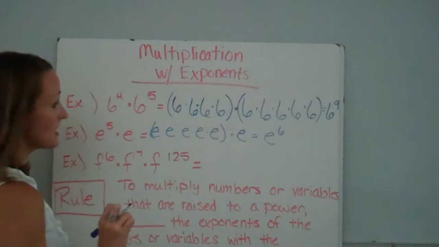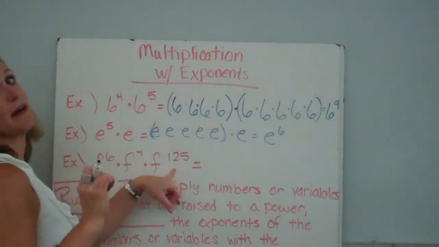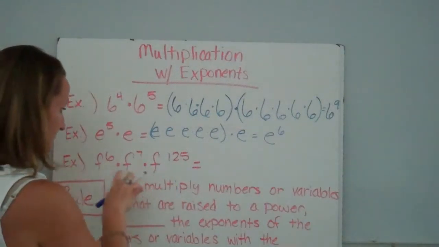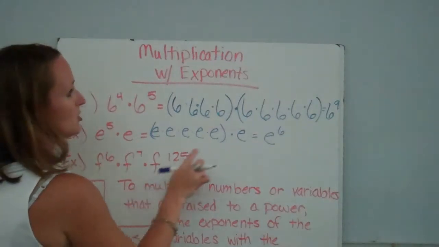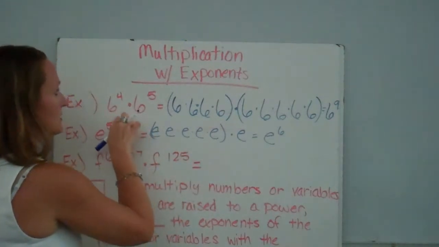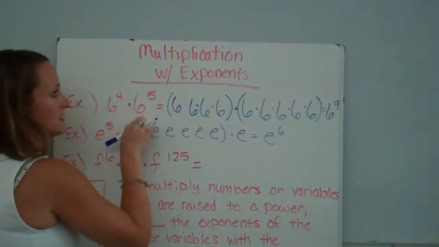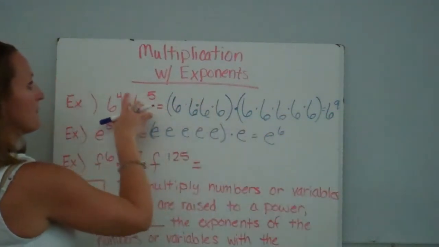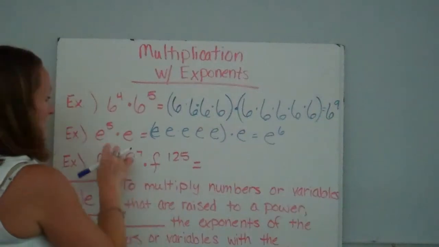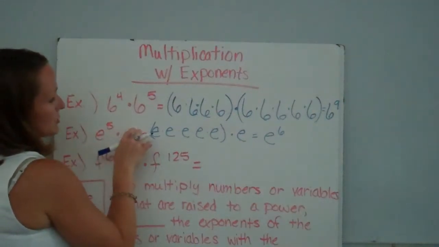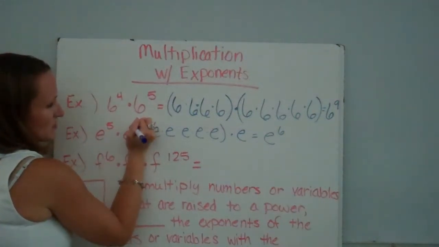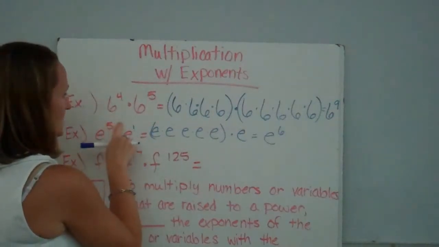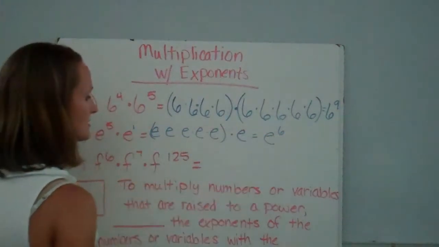Are you seeing a trend yet? Because I'm sure not writing out f 125 times. So here's what happens. Notice up here I had 6 to the 4th and 6 to the 5th. My answer became 6 to the 9th. 4 plus 5 gives us 9. Here I had e to the 5th times one more e, which sometimes we would say is e to the 1. My answer here came out to be e to the 6th.